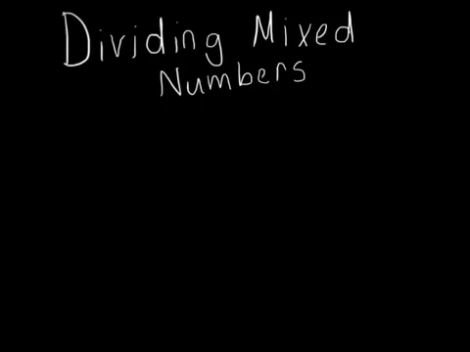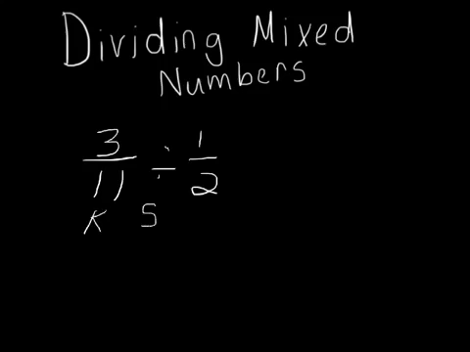So in this lesson, we're going to talk about how to divide mixed numbers. Before we do that, we are going to first do a quick review of how to divide fractions. We're going to start off with 3/11 divided by a half. And remember, we use the trick of keep the first number, switch the sign to multiplication, and then flip the second fraction, which means we take the reciprocal. And the reciprocal is just the fraction flipped upside down.